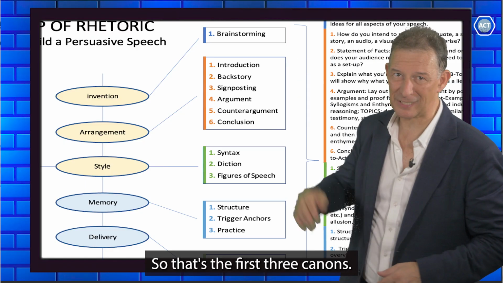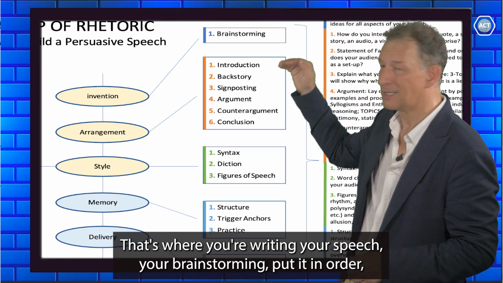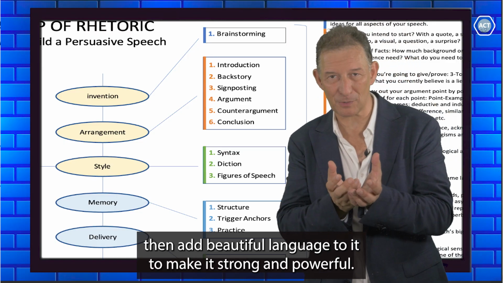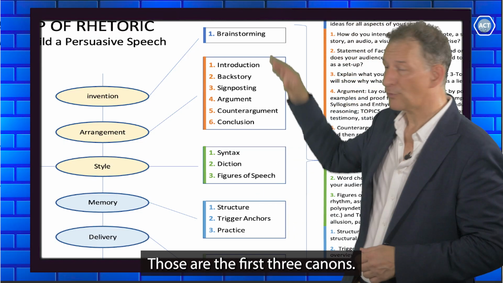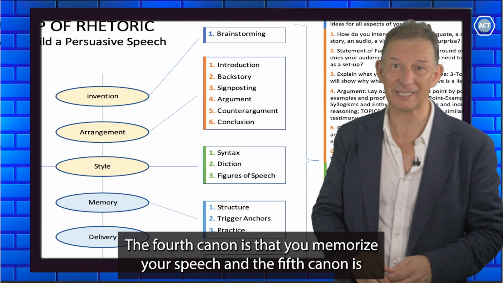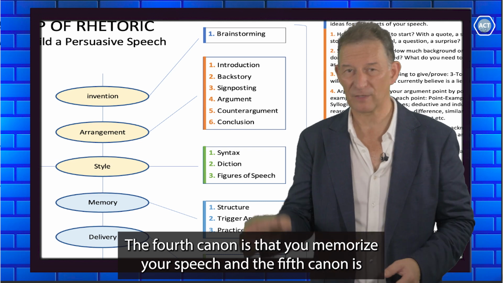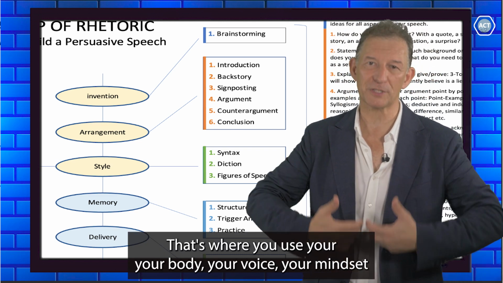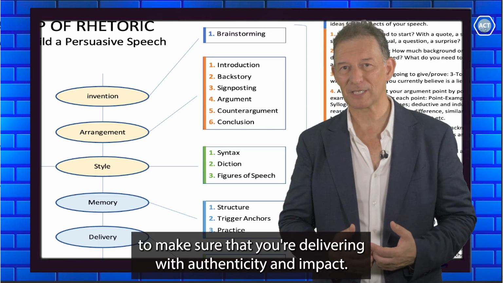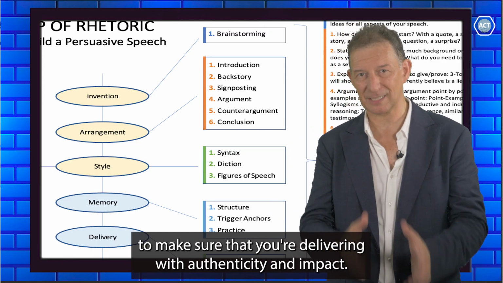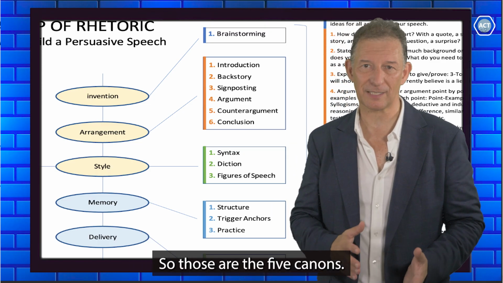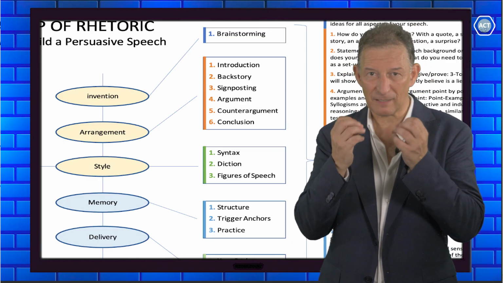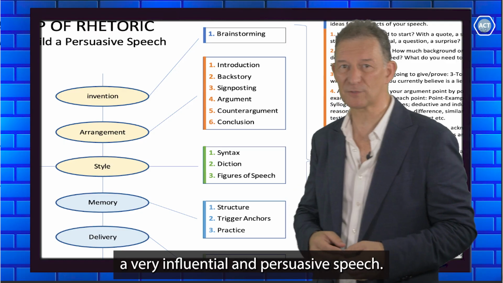So that's the first 3 canons. That's where you're writing your speech. You're brainstorming, put it in order, then add beautiful language to it to make it strong and powerful. Those are the first 3 canons. The 4th canon is then you memorize your speech, and the 5th canon is then you deliver it. That's where you use your body, your voice, your mindset to make sure that you're delivering with authenticity and impact. So those are the 5 canons. If you follow those, you will create a very influential and persuasive speech.